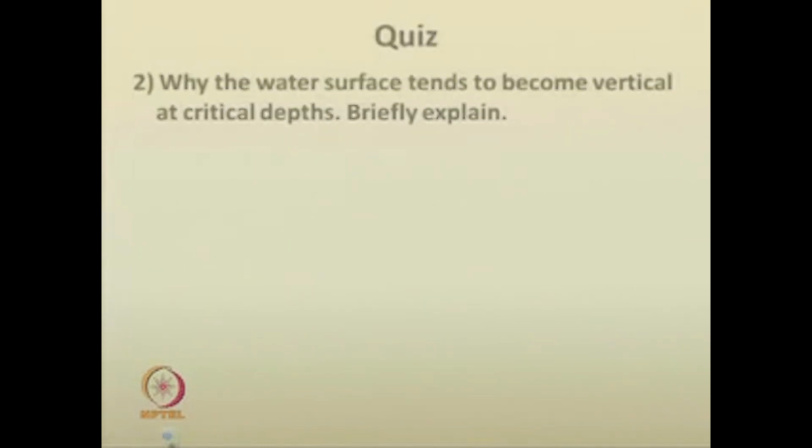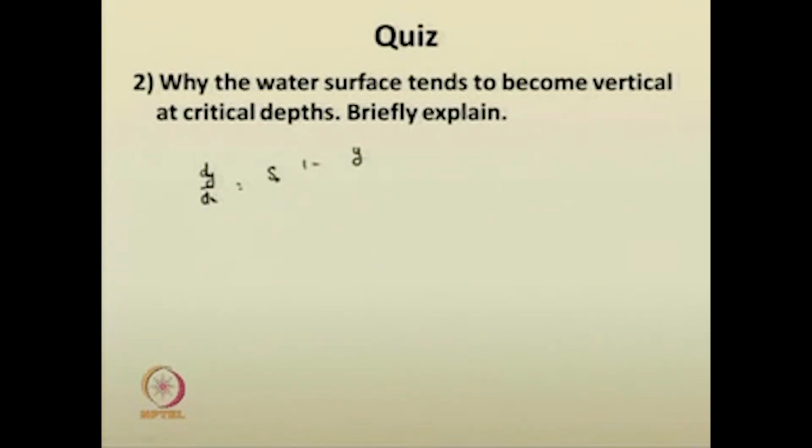Your second question, why the water surface tends to become vertical at critical depths? Briefly explain. Just recall the dynamic equation, dy by dx equal to S0 into 1 minus (yn by y) to the power of n by 1 minus (yc by y) to the power of hydraulic exponent m. So, you can write your dynamic equation in the following way also.